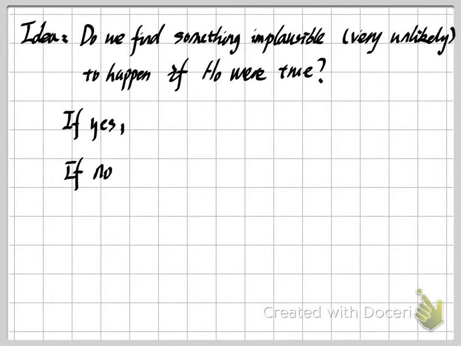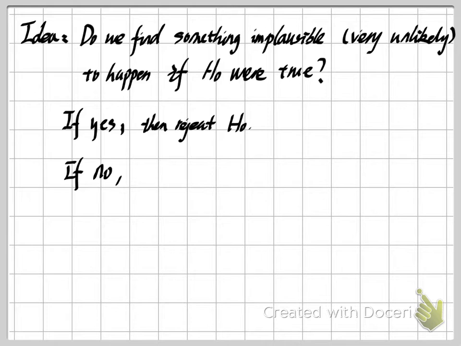So the idea is we check, if we assume the H0 null hypothesis is correct, is there something so weird, something so unlikely to happen? If the answer is yes, that means something weird has happened, and then we will reject our null hypothesis H0. In other words, we say this is impossible, our assumption is wrong.